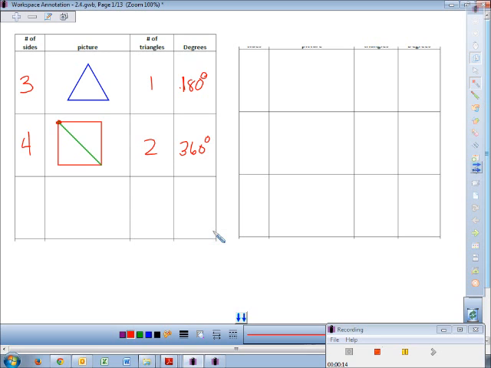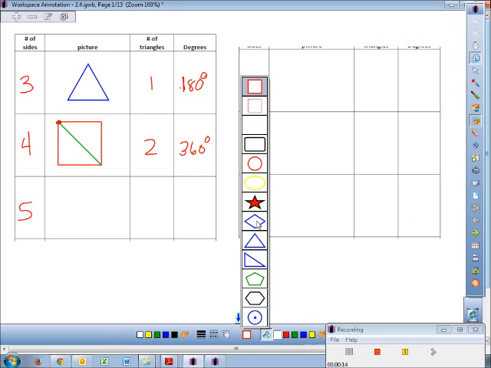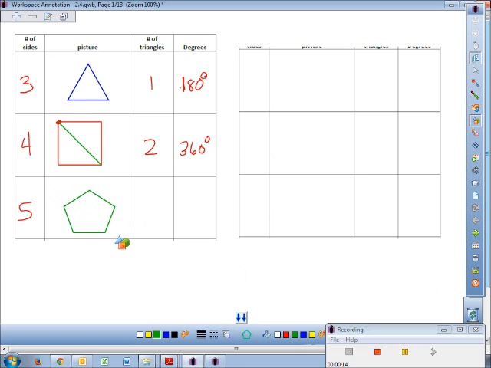Alrighty? Next guy, 5 sides. What's that called? Pentagon. Let's draw one. Got to be convex for this to work. Then pick any vertex you want to. Doesn't matter which one. Put a fat dot on it. Draw all the diagonals you can from that one vertex.